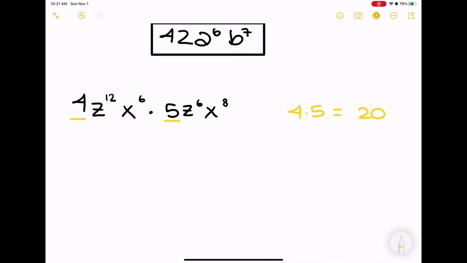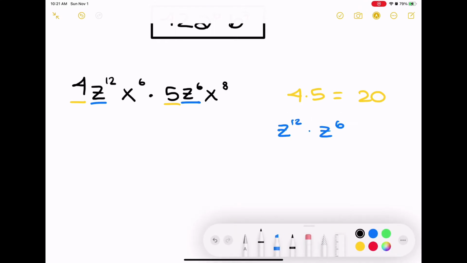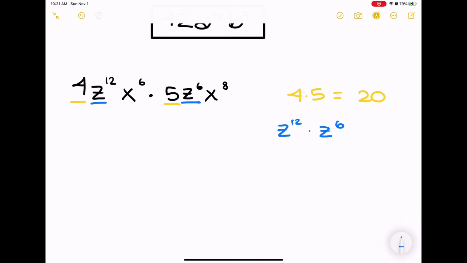The coefficients, 4 times 5. So we group those, and we have 4 times 5, which is equal to 20. Now let's take z to the 12th times z to the 6th. In this case, just like how we would always add the exponents, we get 12 plus 6, which is equal to 18. And no matter how big the exponents are, you will still end up adding them.